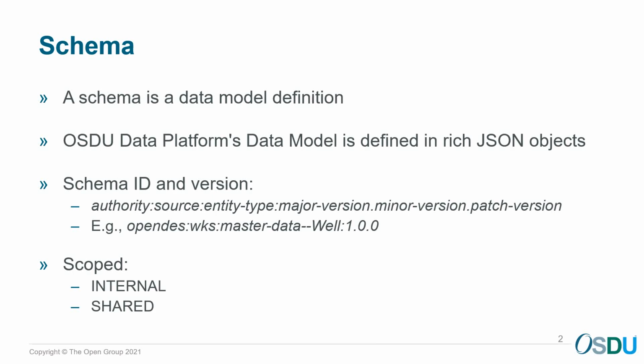For example, the following ID has OpenDES as authority, WKS as source, master data well as entity type, and version 1.0.0. In the system, a schema is scoped in either way: internal, which means it is available only within the single partition, or shared, available to all partitions.